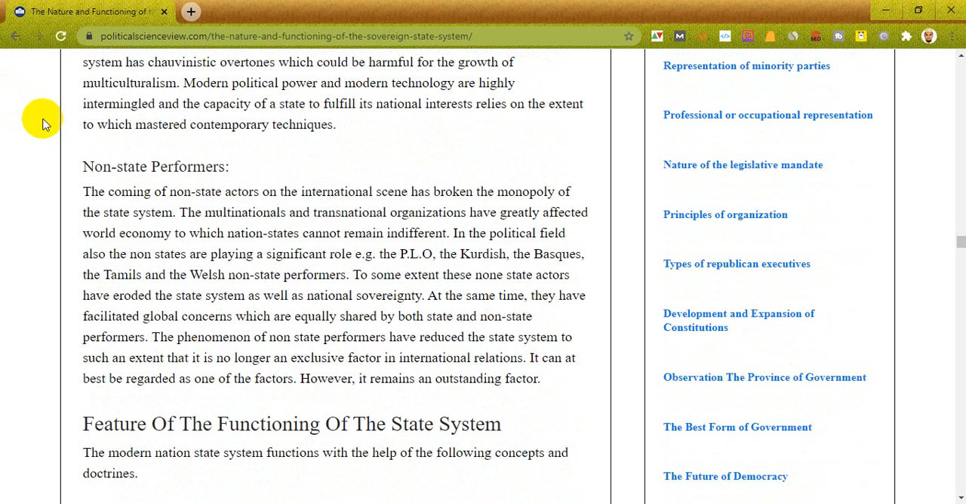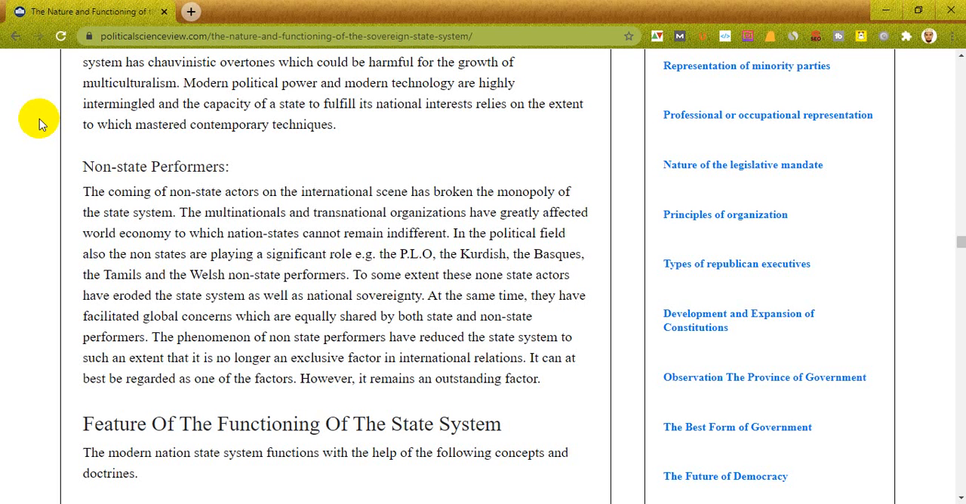Non-state performers. The coming of non-state actors on the international scene has broken the monopoly of the state system. The multinationals and transnational organizations have greatly affected the world economy, to which nation-states cannot remain indifferent. In the political field also the non-states are playing a significant role, e.g. the PLO, the Kurds, the Basques, the Tamils, and the Welsh. To some extent these non-state actors have eroded the state system as well as national sovereignty. At the same time, they have facilitated global concerns which are equally shared by both state and non-state performers.